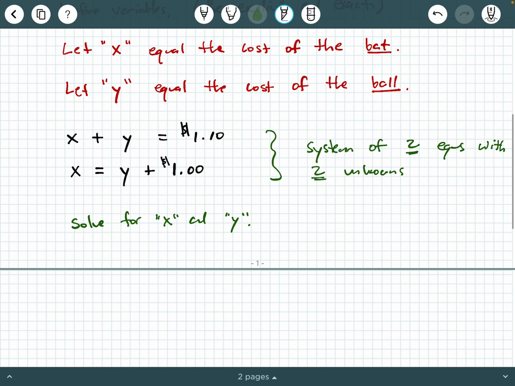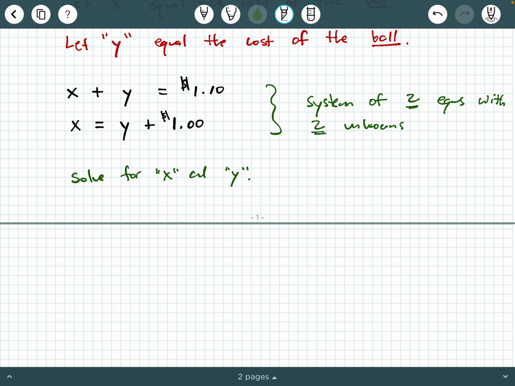Okay. Well, look at this. A system of two equations, two unknowns. You have a bunch of tools in your toolbox that you can use to solve this. This one is set up really nicely for substitution, right? I mean, x already equals y plus 1. So how about you substitute this y plus 1 into this term for x in the first equation? Okay. So how about we say y plus $1 plus y equals $1.10.